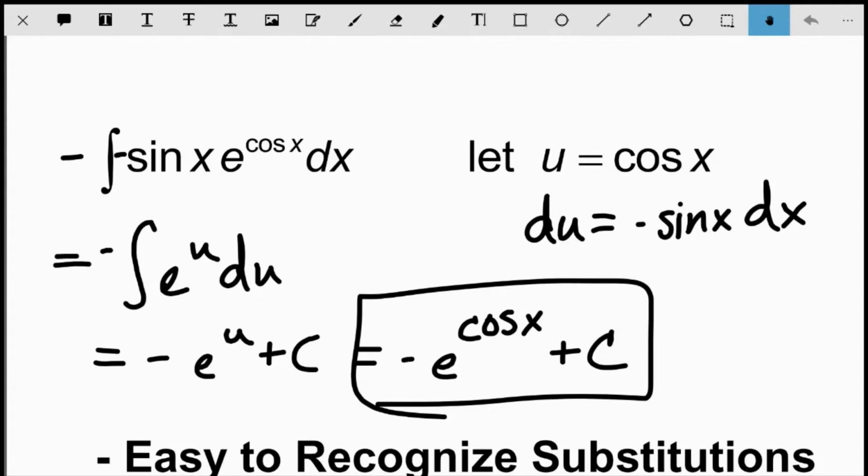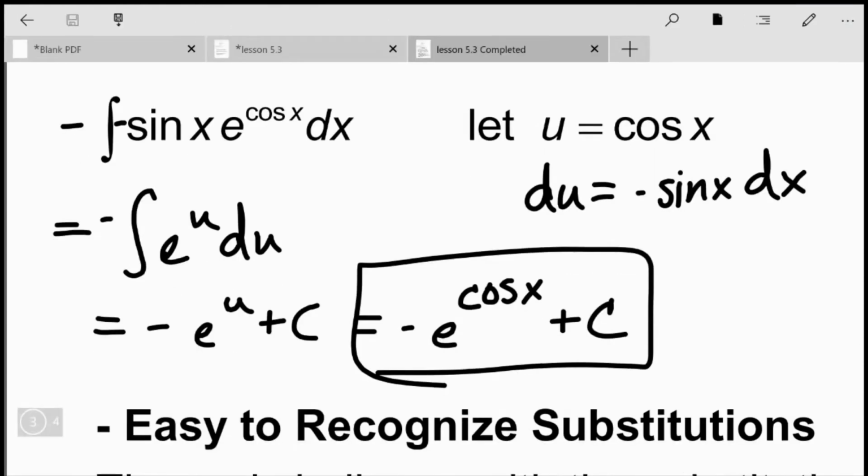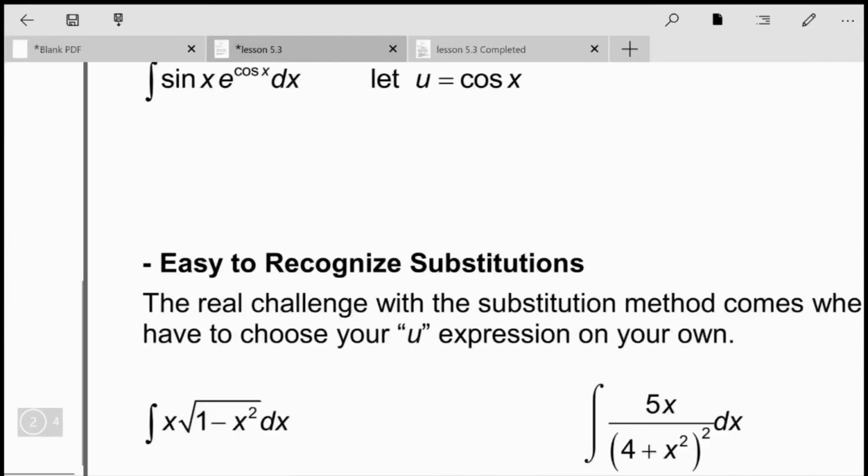And this is just e to the u once I do my substitution. So we know the antiderivative of e to the u is e to the u. And then just substitute back in for the u. Okay, so again, very, very simple when the u is supplied.